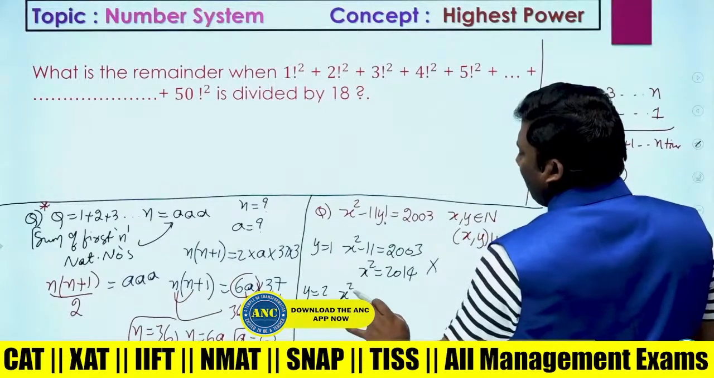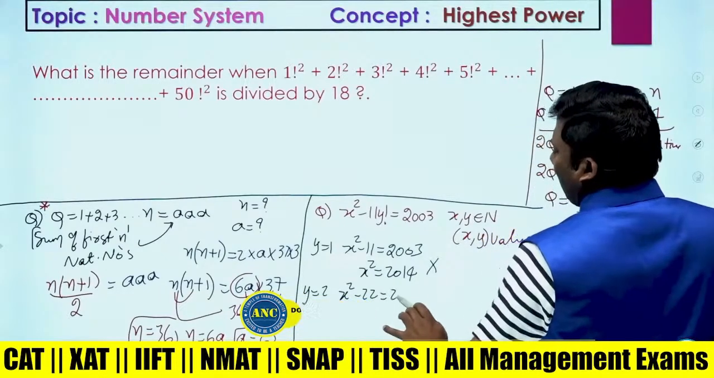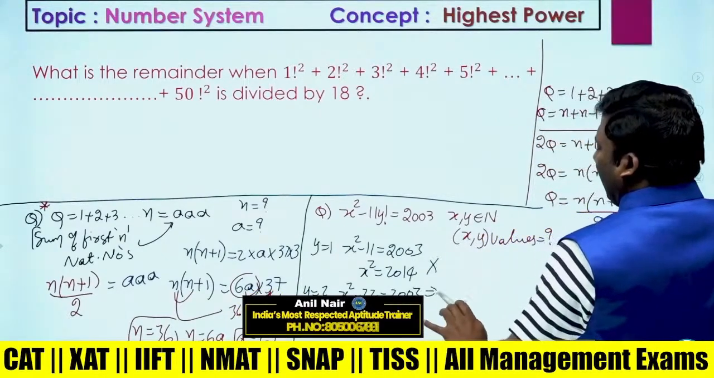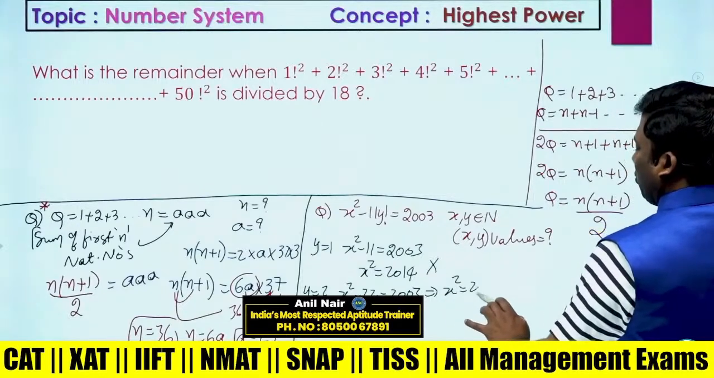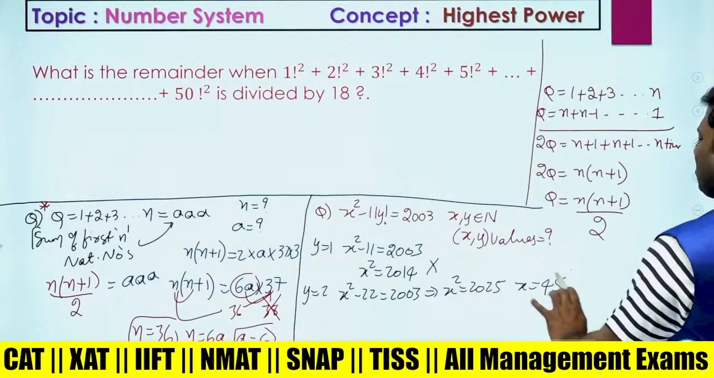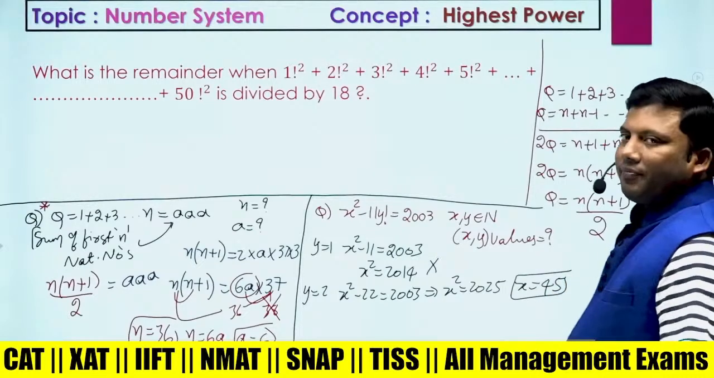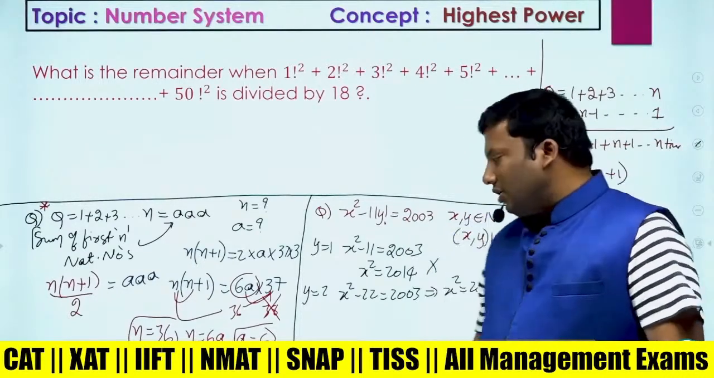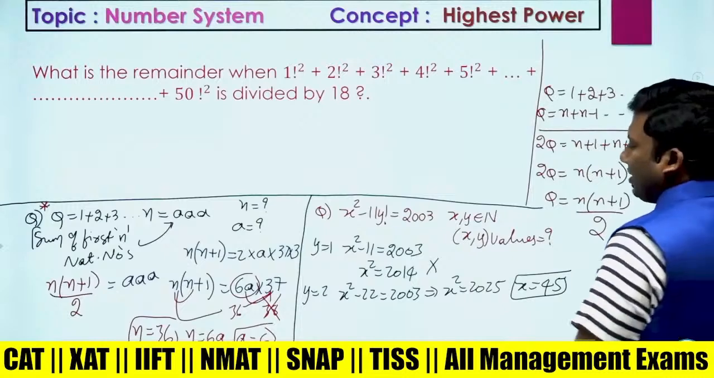Y equals 2. X square minus 22 equals 2003. X square equals 2025. X is 45. 45 square is 2025. So that can be the answer.